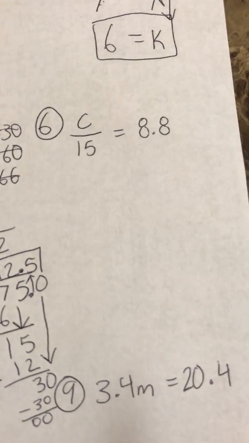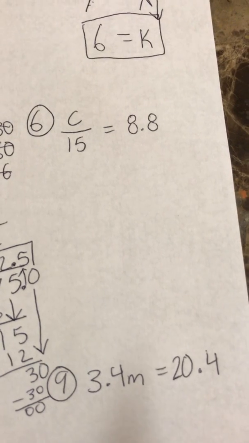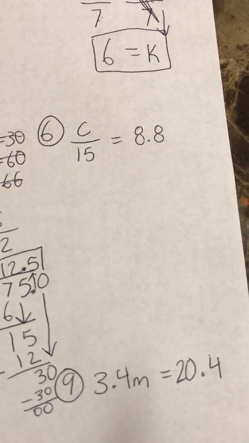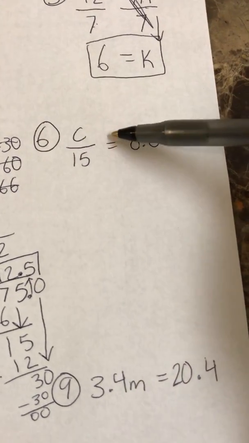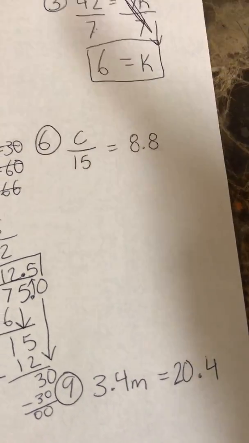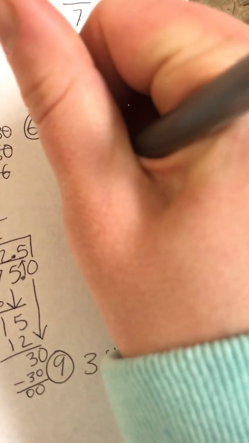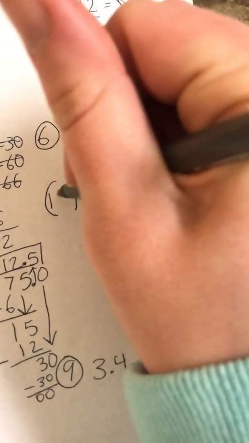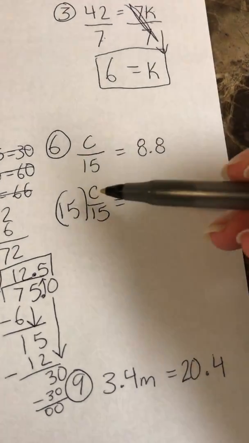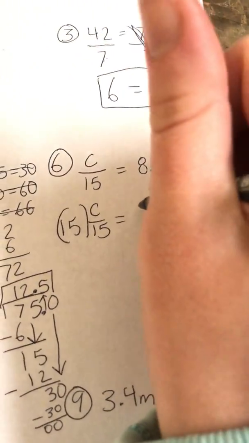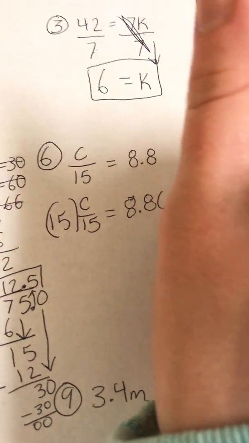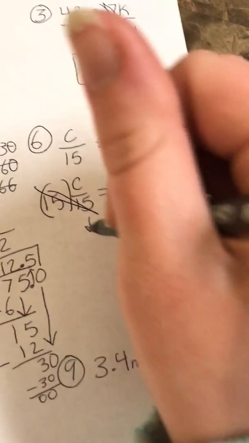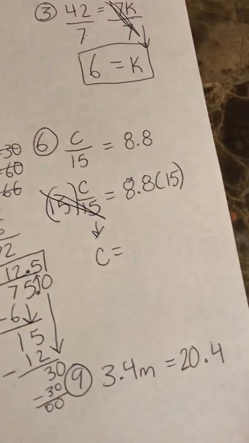Number 6 is c over 15 equals 8.8. So c over 15 equals 8.8. Remember, our fraction means division, so we have to do the opposite. So I'm going to take my c over 15. I'm going to multiply by 15 because 15 is what's attached to my variable. All right, and then I'm going to have my 8.8 times 15 as well on this side. 15's cancel out. My c is going to come on down.